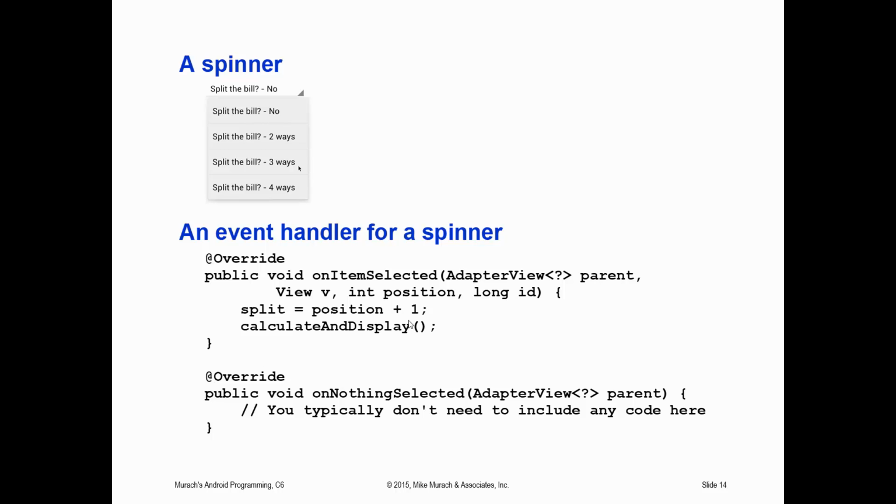All right, a new item. So if you're on an item and you select it again, of course, it's not going to run. The third parameter that's in here provides the position of the selected item. The on nothing selected method is executed when the selection disappears. Typically, it's not going to happen often.